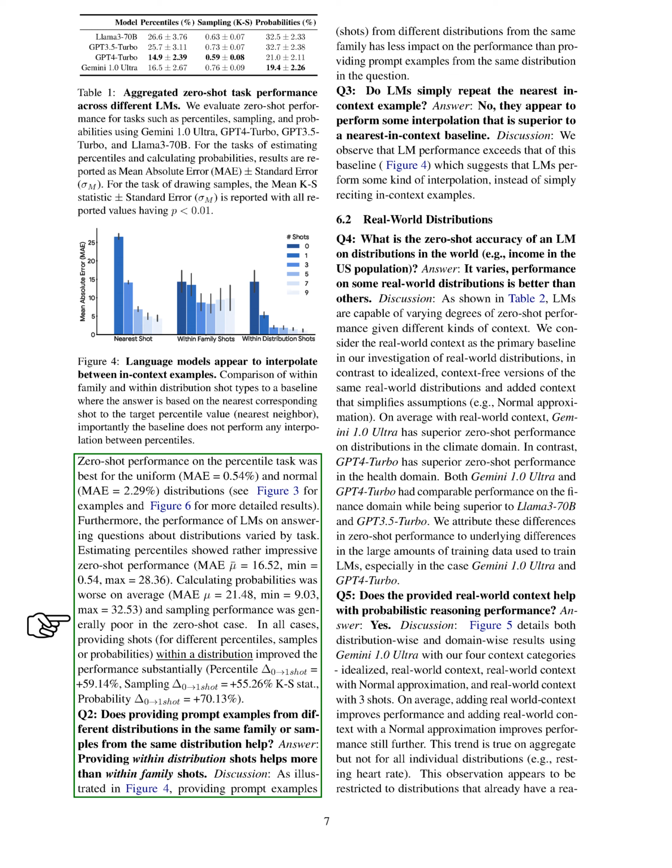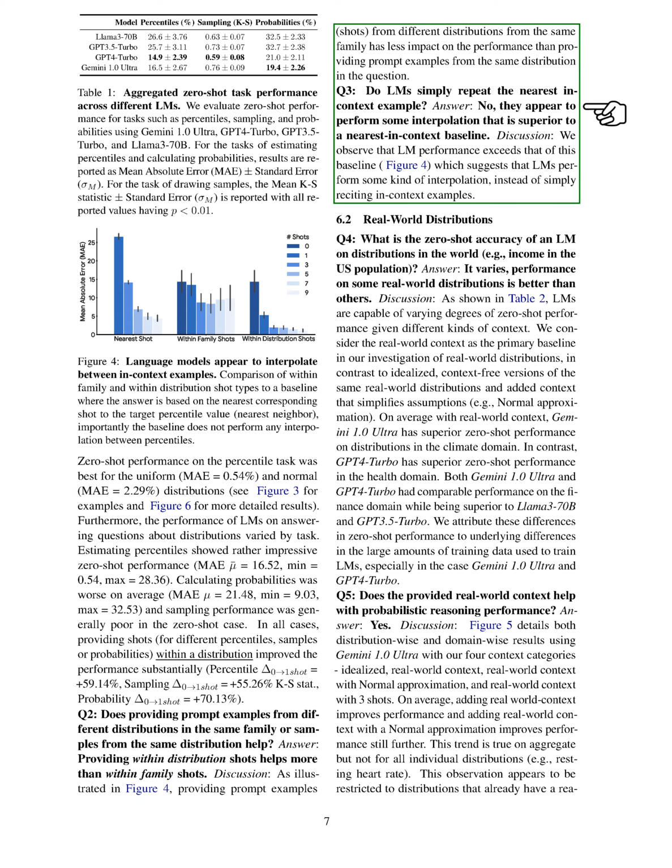Next, we investigated whether giving examples from the same distribution or different distributions in the same family helps LMs. We discovered that providing examples from the same distribution was more beneficial for their performance. We also explored whether LMs simply repeat the nearest example in the context. Our findings suggest that LMs do not just repeat examples but perform some kind of interpolation, which enhances their performance.